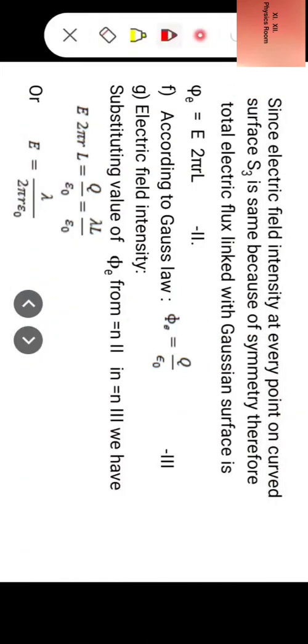Now since electric field intensity at every point on the curved surface S3 is the same because of symmetry, therefore total electric flux linked with the Gaussian surface is phi E, which is equal to E into 2 pi rL. Let us mark it as equation 2. Now F, according to Gauss law, phi E must be equal to charge enclosed divided by epsilon naught. Mark it as equation 3.